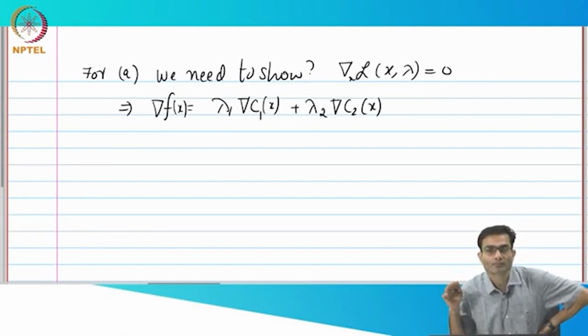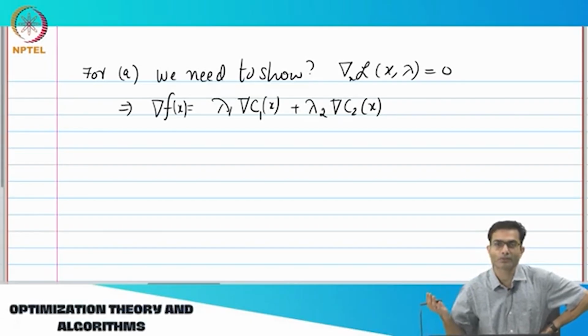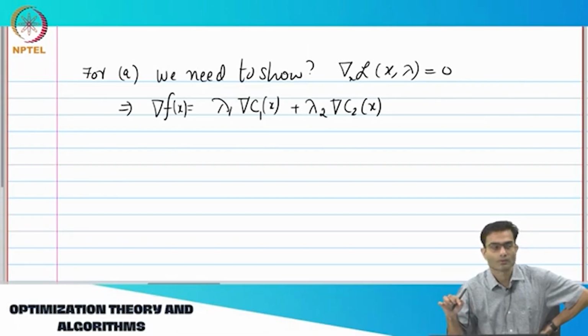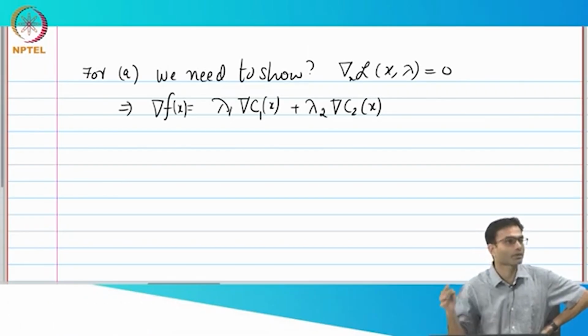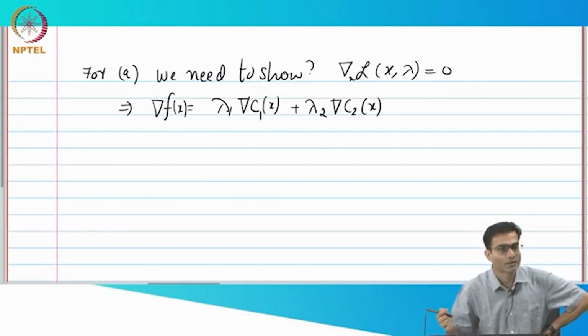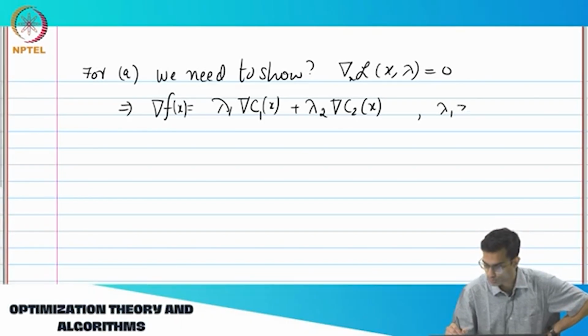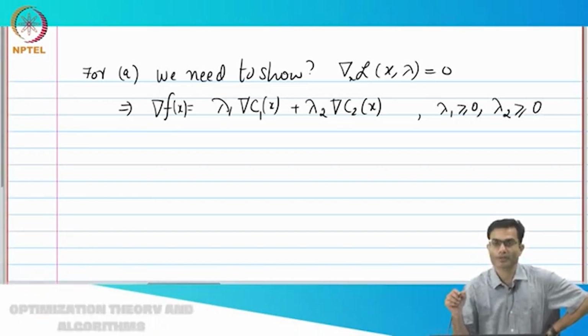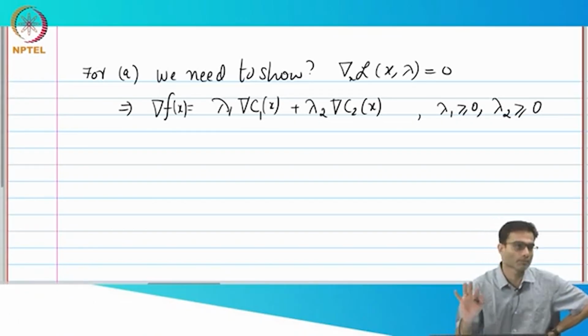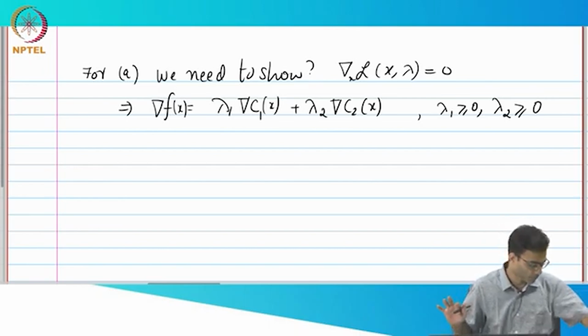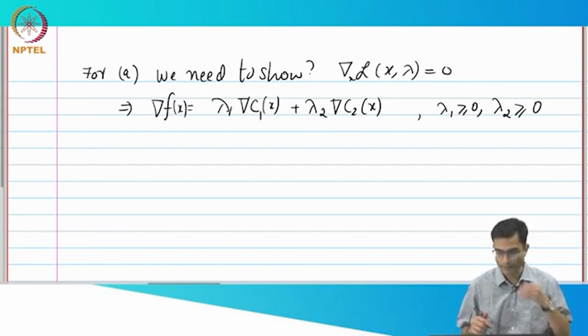Little louder. Lambda should be greater than or equal to 0 because this is an inequality constraint. Because this is an inequality constraint, I have to say that the Lagrange multipliers have to be greater than or equal to 0, right. So this is both. So if you look at your KKT theorem, this is what must hold true. All right.